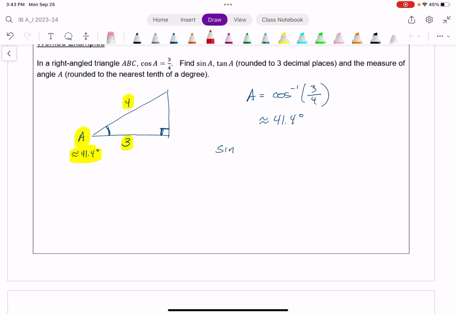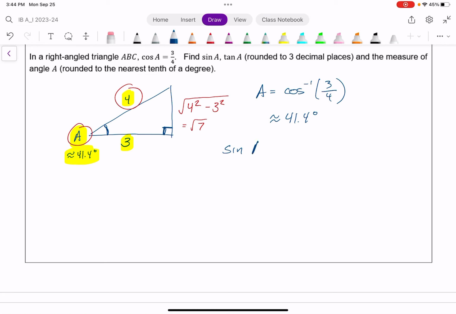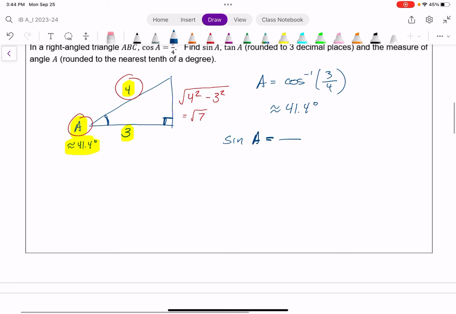The sine of anything, if I look at this angle, sine is opposite over hypotenuse. So I don't know what that opposite side is. Well, I can use the Pythagorean theorem to figure it out. That opposite side must be the same as the square root of the hypotenuse squared minus the other side squared. And so this must be the same as root 7. And so the sine of A must be the same as opposite, root 7, divided by the hypotenuse, which is 4. And if you go to your calculator and go root 7 divided by 4, you get about 0.661.